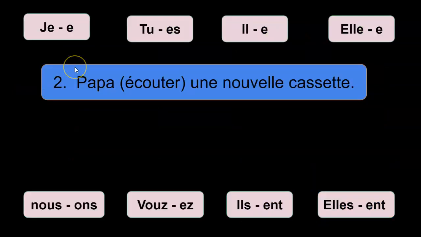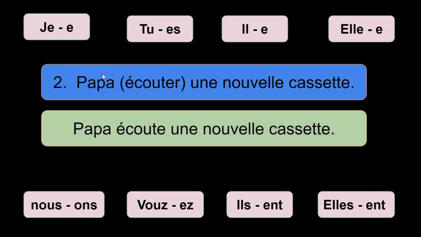But I'm going to start with number 2, numéro 2. Papa écoute une nouvelle cassette. Dad listens to a new cassette. This must be the 80s because I don't think that anyone's dad is still listening to a cassette.